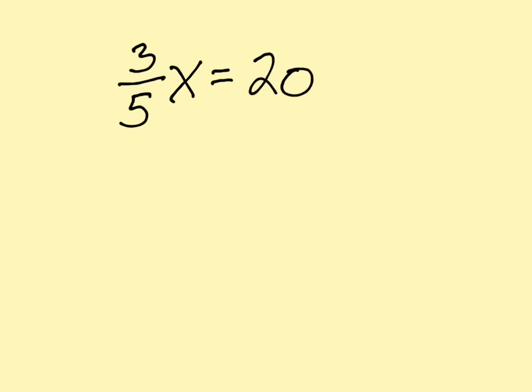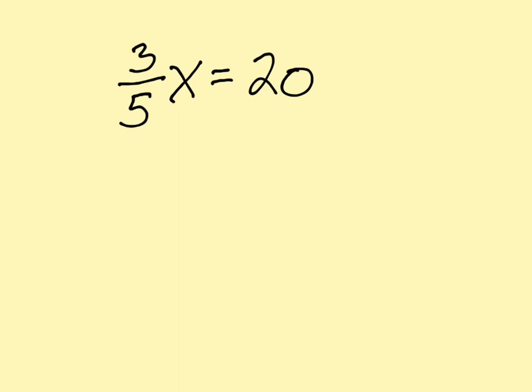20, let's just say. So that might be 3/5 of a pizza costs $20. How much does a whole pizza cost? So we can solve that kind of problem. So 3/5 x equals 20. Solving one-step problems using reciprocals.